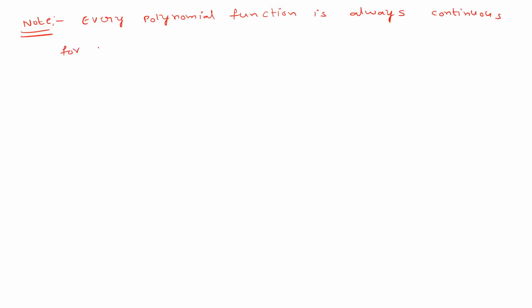Next, one important point: every polynomial function is always continuous for every real number. So for polynomial functions, any polynomial you can take is always a continuous function for every real number.